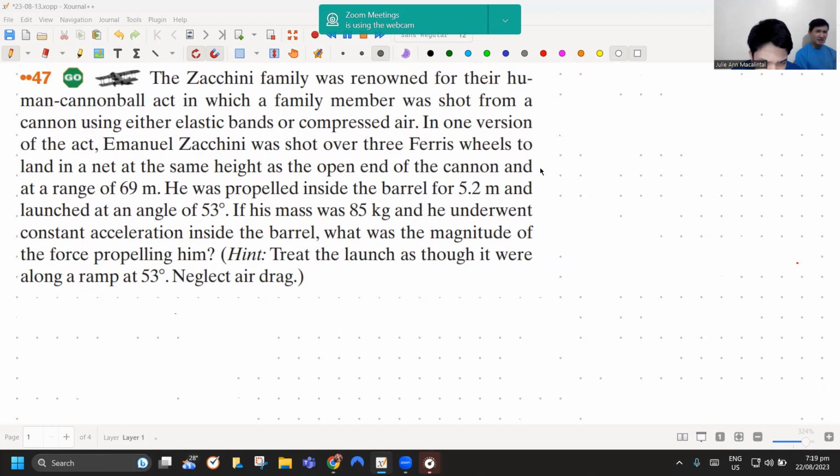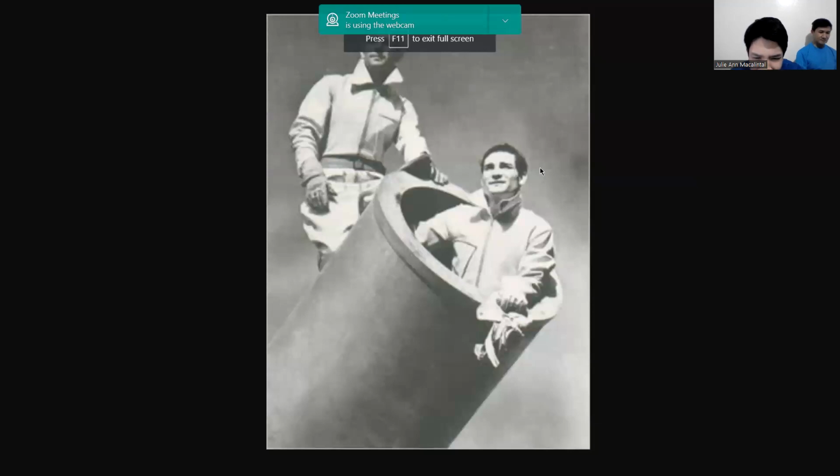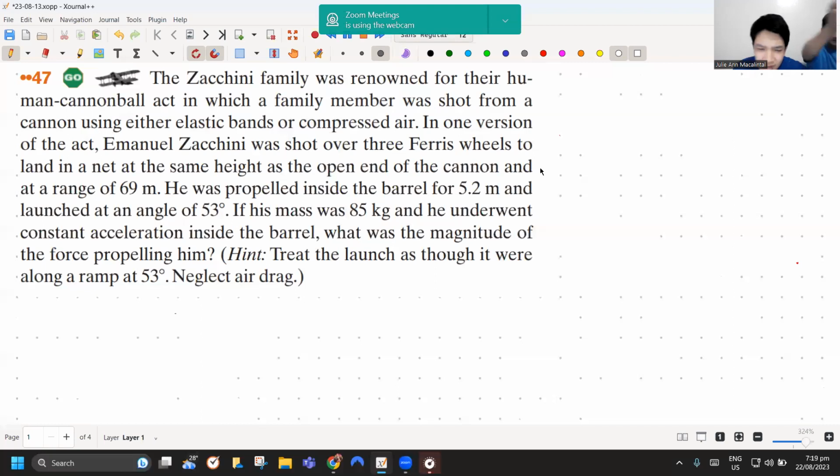If his mass was 85 kilograms and he underwent constant acceleration inside the barrel, what was the magnitude of the force propelling him? Here's Emmanuel Zacchini, and his brother.